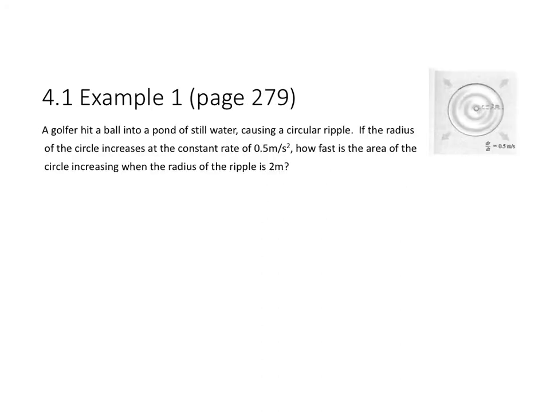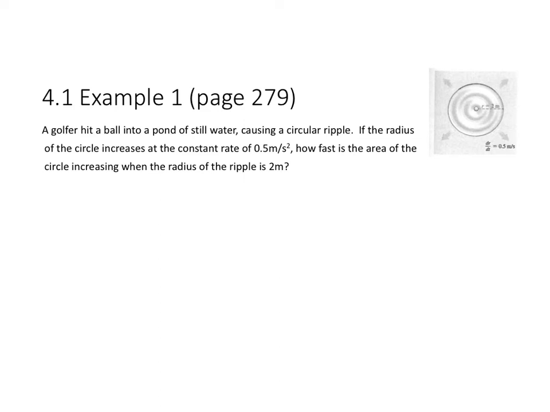So let's jump right in and start our first problem, and then I'll go over how we're going to do this. So a golfer hit a ball into a pond of still water, causing a circular ripple. If the radius of the circle increases at a constant rate of 0.5 meters per second squared, how fast is the area increasing when the radius of the ripple is 2 meters?